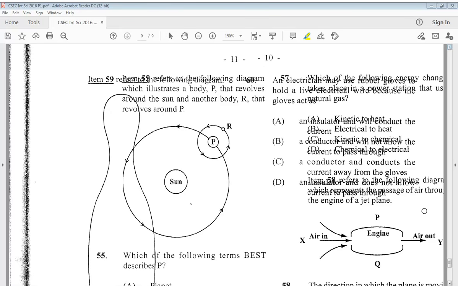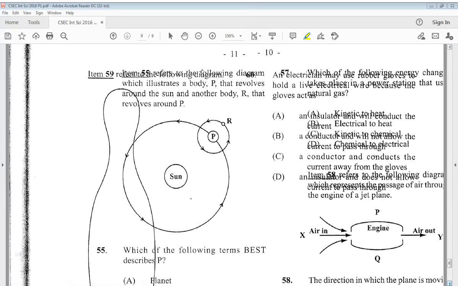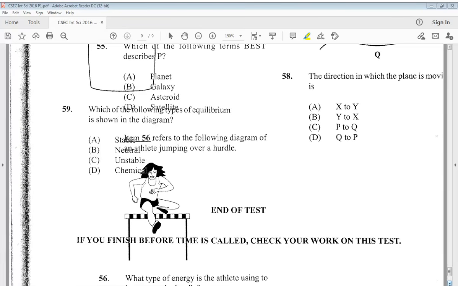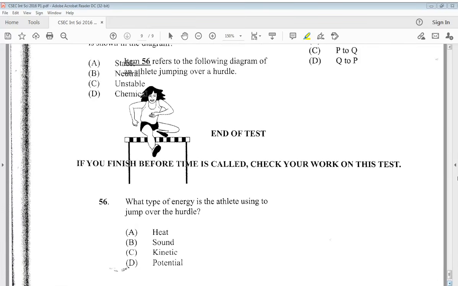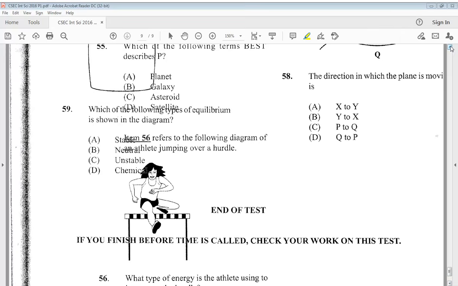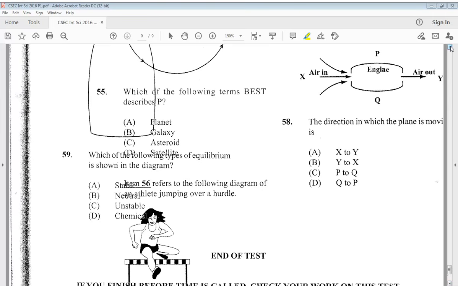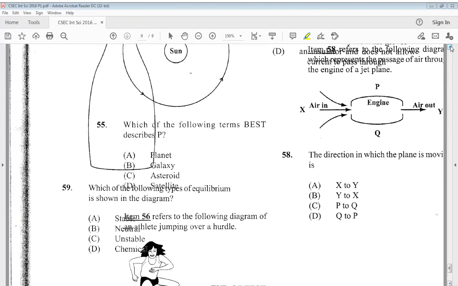But I can tell you, we have a question like this on one of the past papers. I think it was the 2019 paper. So you could see that one very clearly.